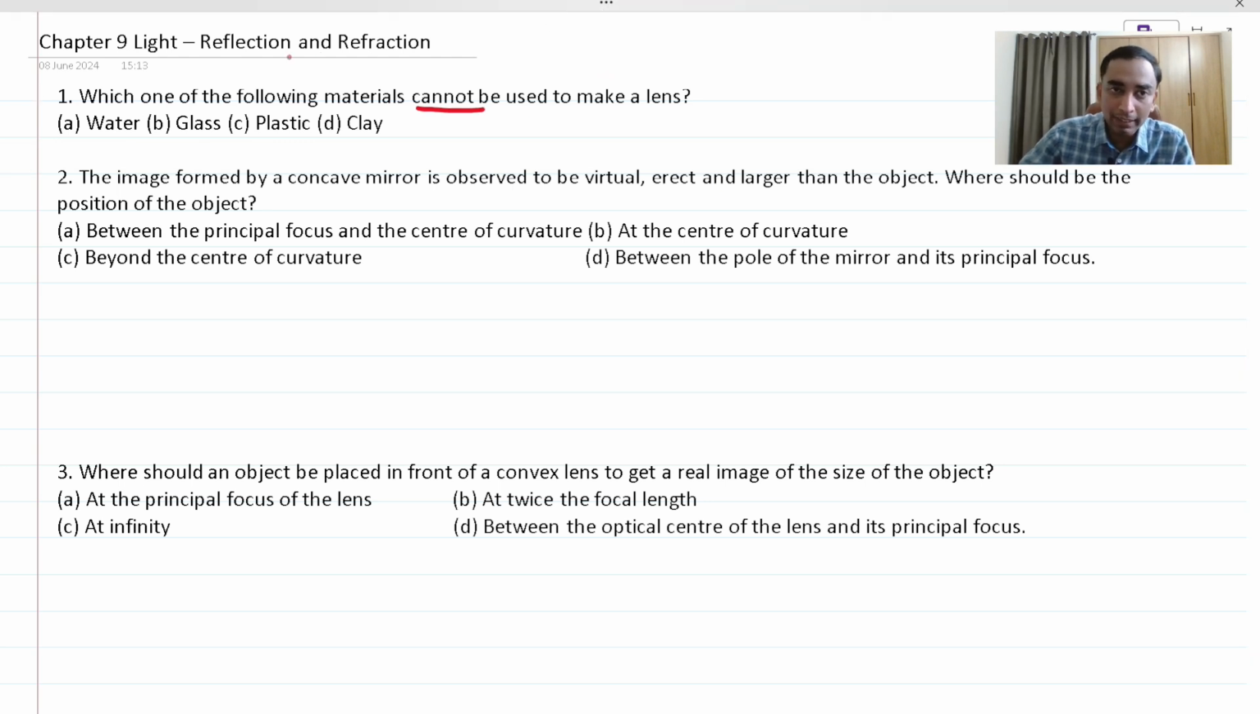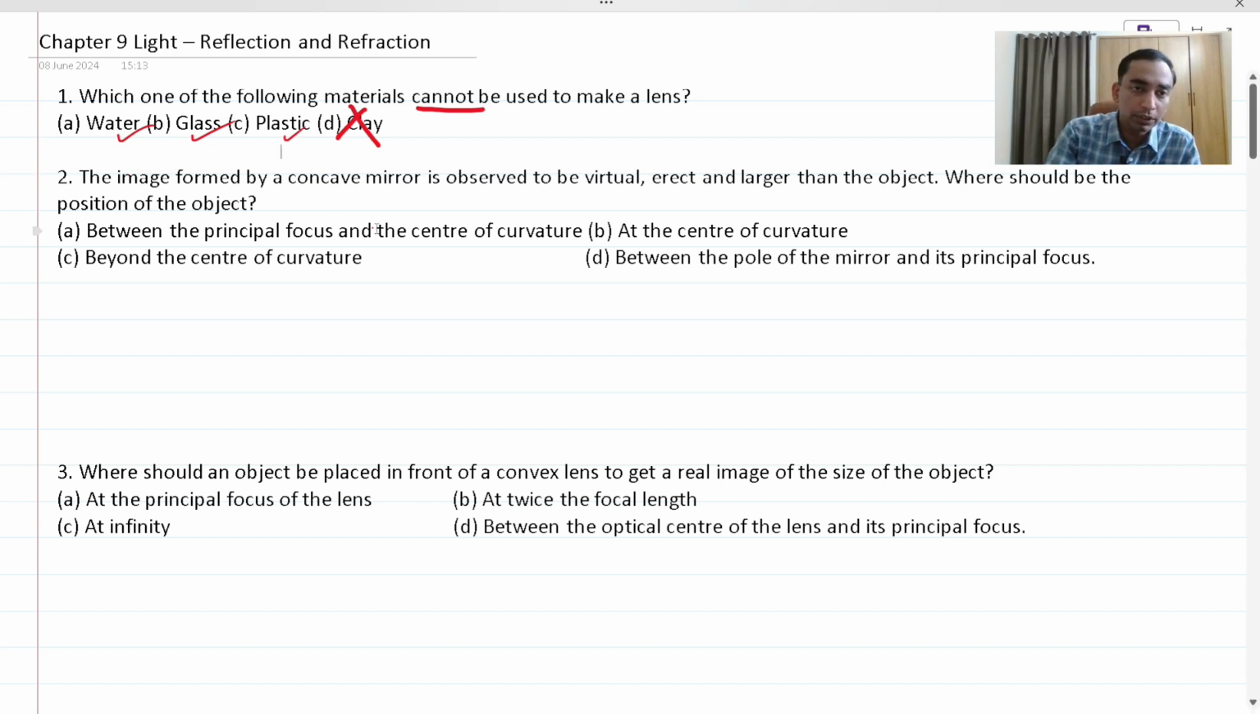Now first of all guys, see, lenses are always made up of transparent material, so clay is never transparent, so I'm going to opt out that particular part. And if you see the others, you will possibly find that water, glass, plastic, all of them are transparent. So any transparent material can be used, but you can't ever use opaque objects. So clay is one of them.